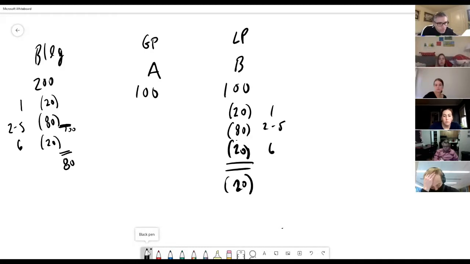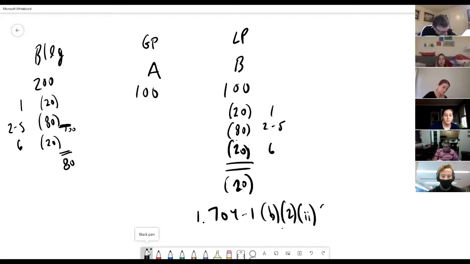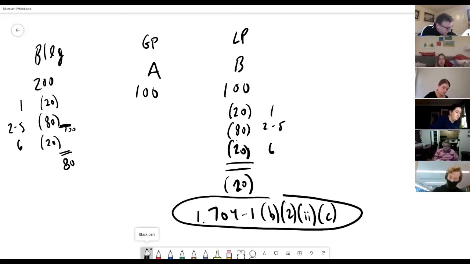If the promissory note supports an LDRO of 100, the face value. And so let's take a look at the regulation. In fact, this is okay. This will be supported. This is 1.704-1(b)(2)(ii)(c). Let's turn there. Let's turn to that regulation.